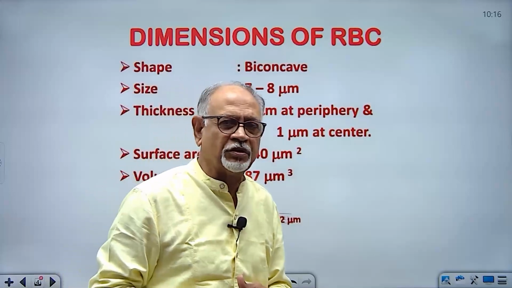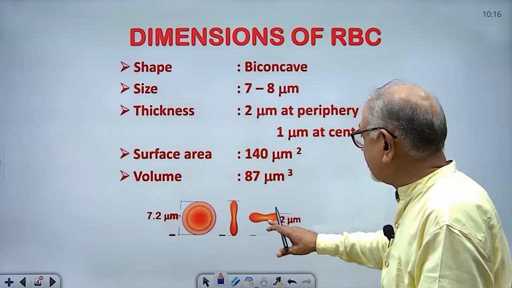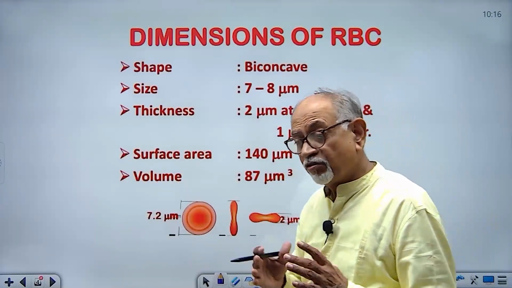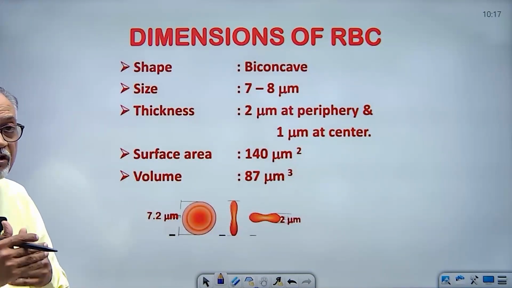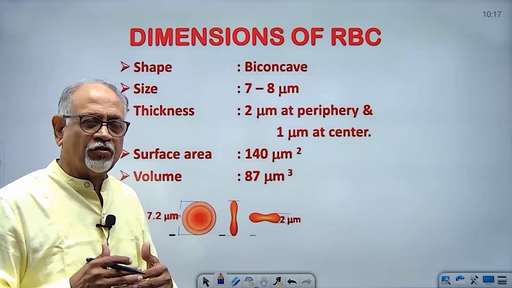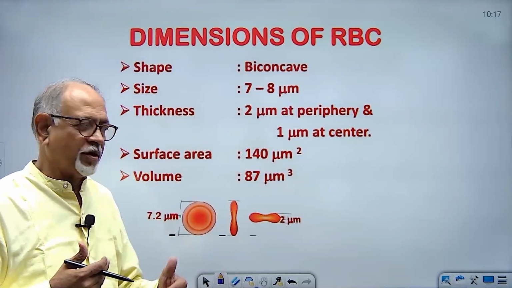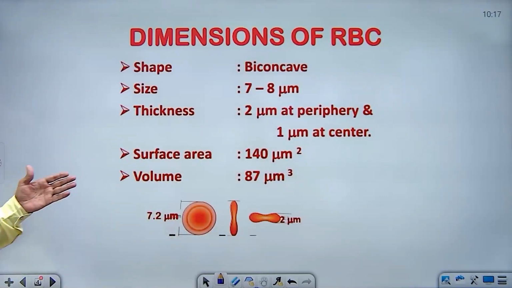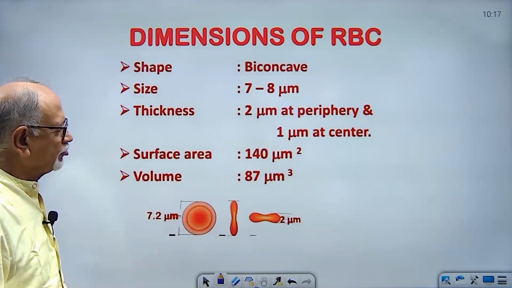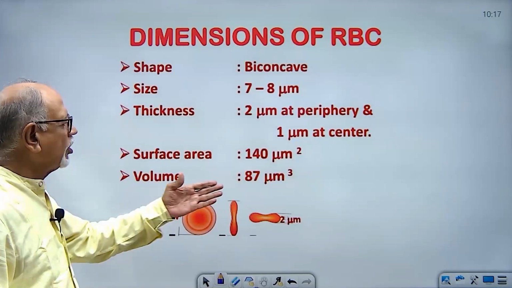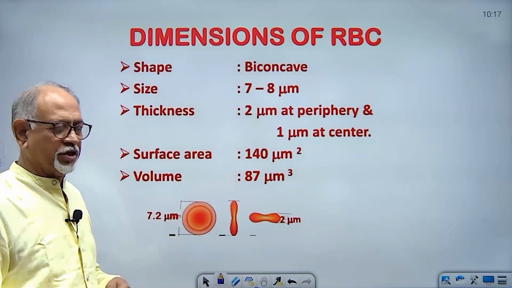This shape of RBC facilitates displacement of hemoglobin towards the periphery, so that maximum hemoglobin is in contact with the air, so that maximum oxygen can be absorbed in RBC. Then the surface area of RBC is about 140 square micrometer. The volume of RBC is about 87 cubic micrometers.